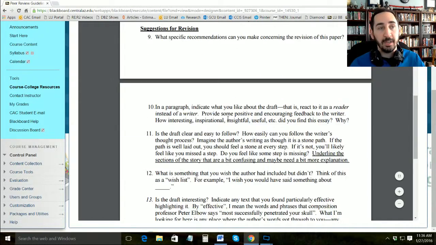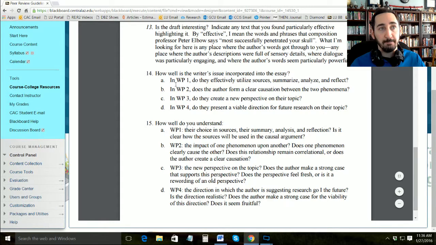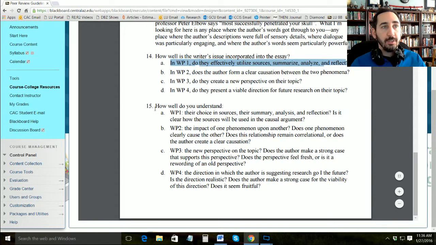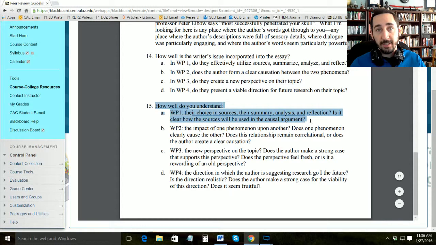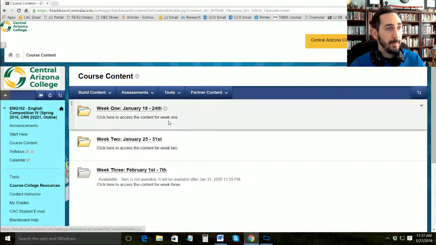But what does apply specifically is 14 and 15. In writing project 1, does the author effectively utilize sources, summarize, analyze, and reflect? So does the author do all 4 of those things? Also, how well do you understand their choice of sources, their summary, their analysis, and their reflection? Is it clear how the sources will be used in the causal argument? So primarily I want you to focus on those 2 questions when you're doing peer reviews for other people. Now let me show you what I'm talking about.